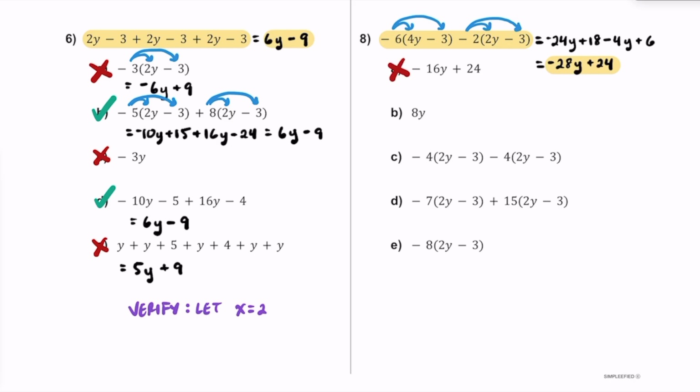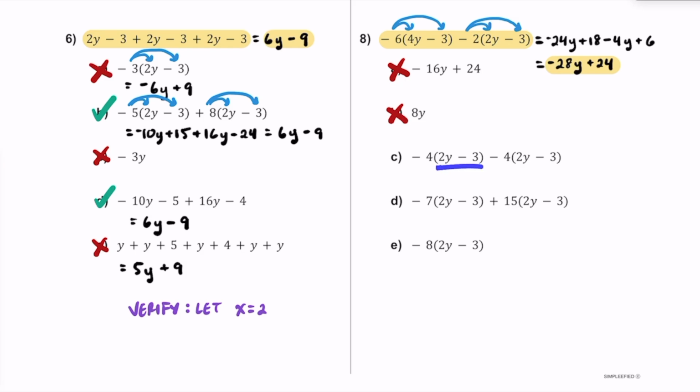All right, if you look at B, it just has 8y. Notice the coefficients don't match. Also, the constants don't match. There's technically a plus 0 as a constant for B, but we're not going to go ahead and say that's correct.